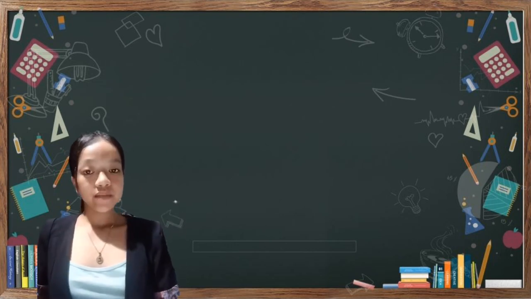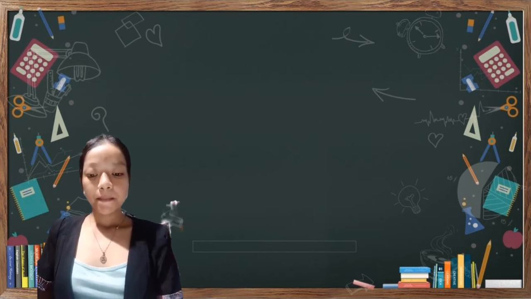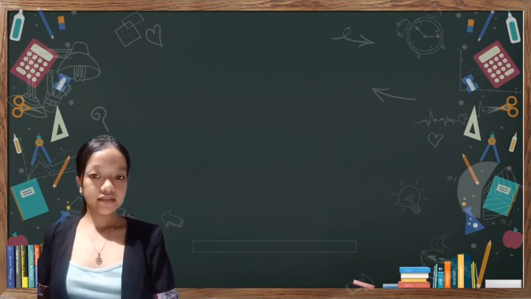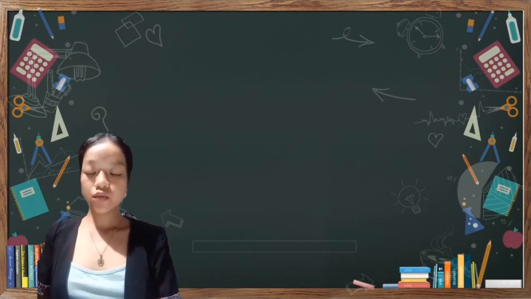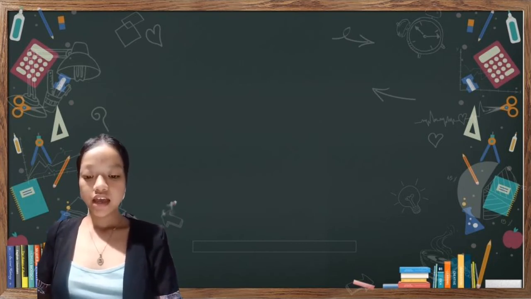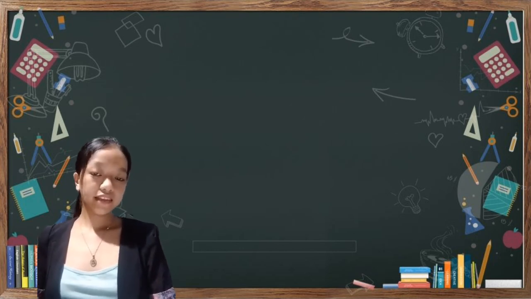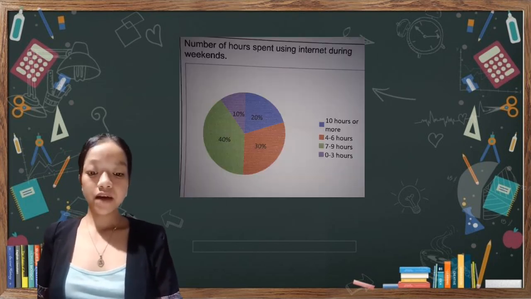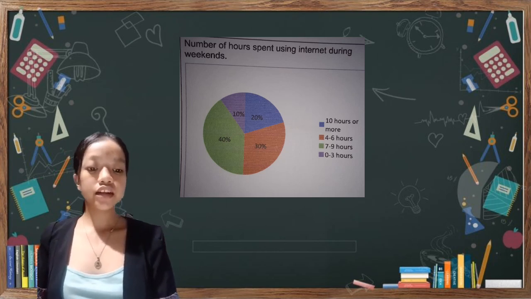Okay, class, for your evaluation, construct a pie graph by using these materials: 4 different colored papers, scissors, paste, 1 bond paper, and answer the following question below. The pie graph is all about the number of hours spent using the internet during weekends.